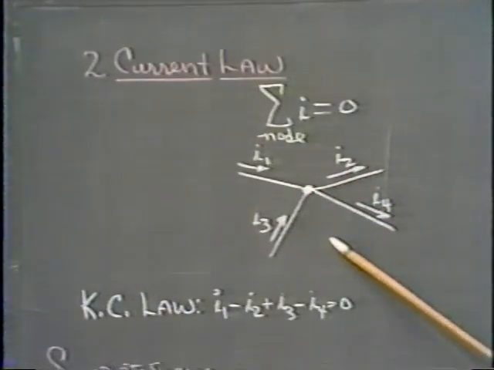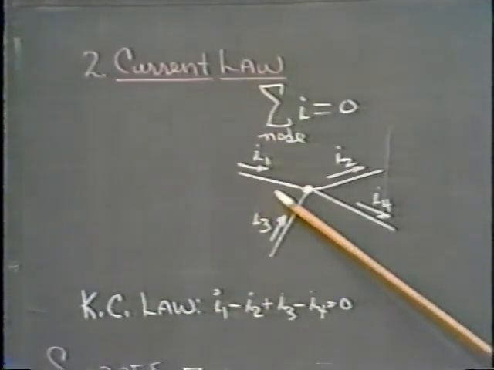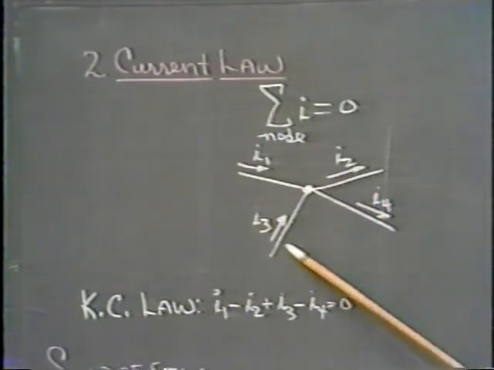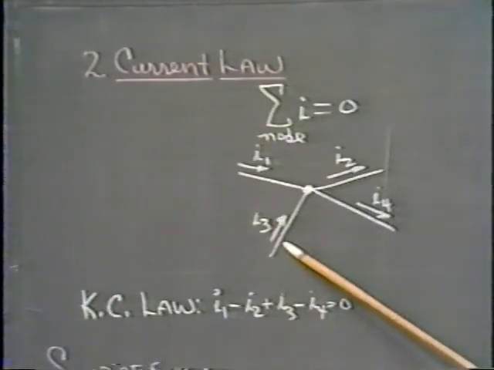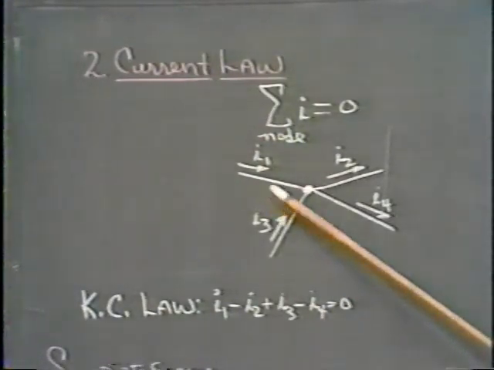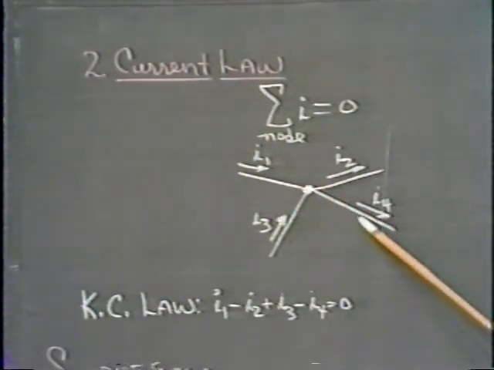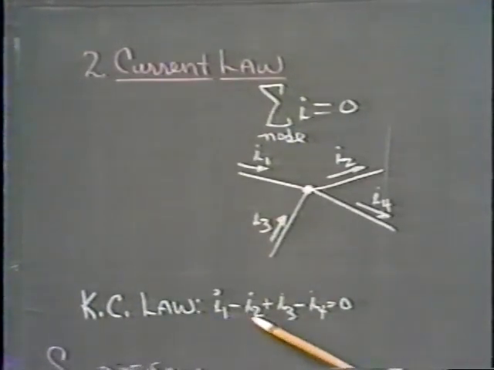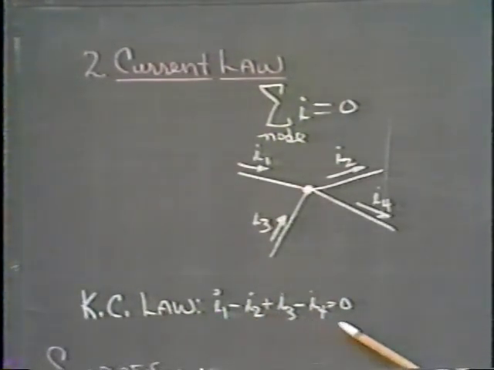Here's an example of a node that might appear in a circuit. And we have I1 going into this node, I2 coming out, I4 coming out, and I3 going into the node. So by our definition, I3 and I1 are positive currents, and I2 and I4 are negative currents. So applying Kirchhoff's current law to this node, it tells us that I1 minus I2 plus I3 minus I4 must equal 0 at every instant in time.